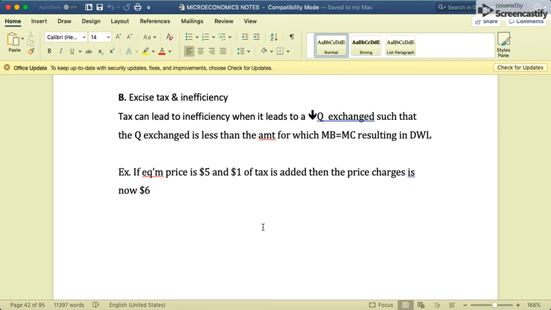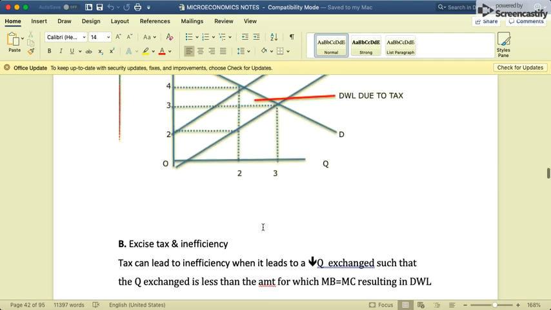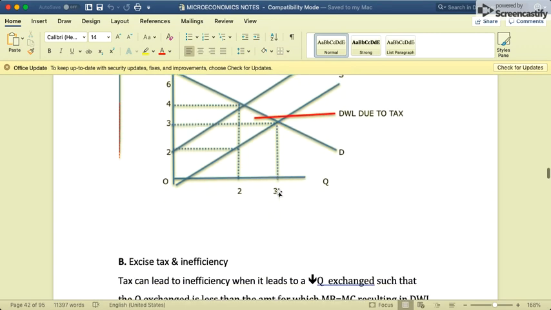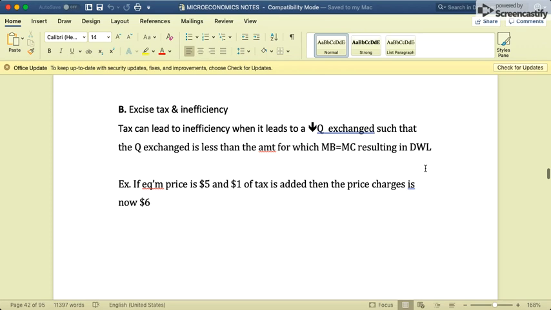So a tax can lead to inefficiency when it leads to a decrease in the quantity exchanged such that the quantity exchanged is less than the amount for which marginal benefit equals marginal cost. So remember, the demand curve is also the marginal benefit curve, and the supply curve is also the marginal cost curve. So at the point where marginal cost equals marginal benefit, the quantity exchanged should be 3, but it isn't. It's 2. So that means that the quantity exchanged is less than the point at which marginal benefit equals marginal cost, resulting in deadweight loss. Okay?